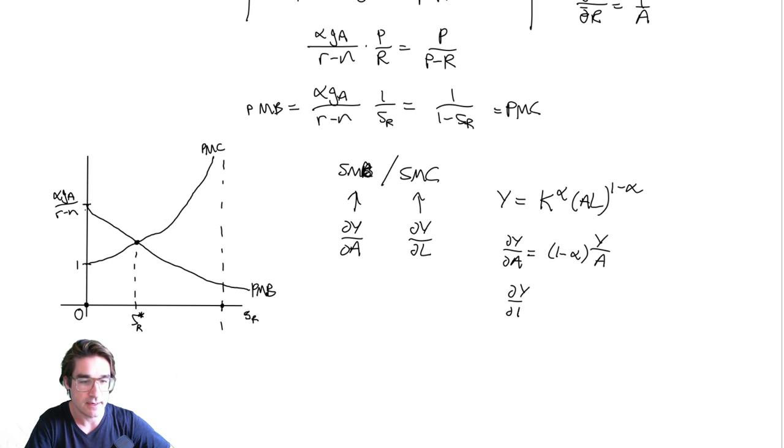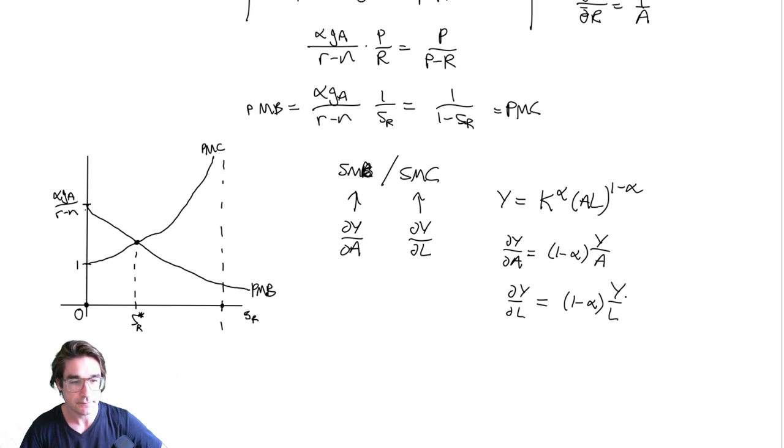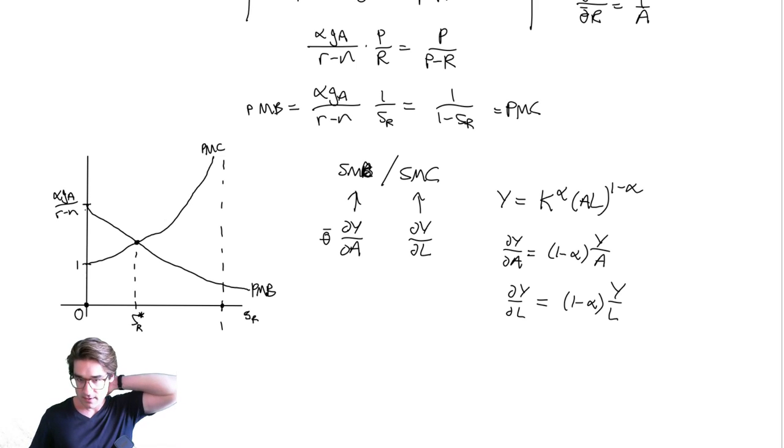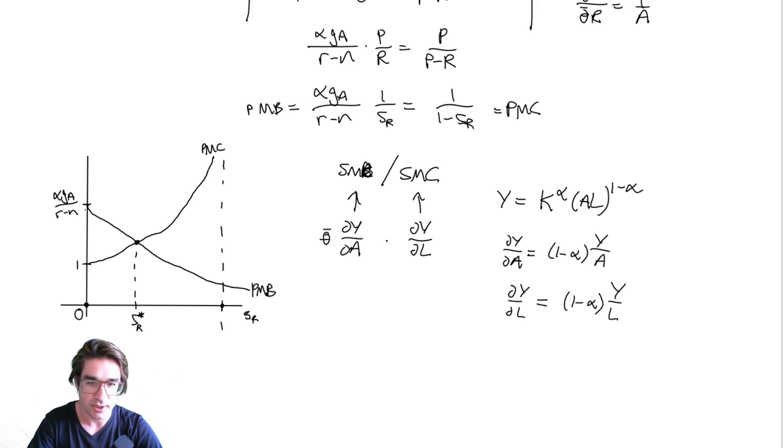And then the same thing for del Y, del L: you get 1 minus alpha Y over L. Same logic. That's good. So now we know, and we can plug that in and go from there. The other thing is this is the benefit of getting additional A. There's one extra thing we need to tag on there, which is theta bar, because we put in some research labor. The probability of getting a success is theta bar, and this is the benefit of getting a success. So the total should be theta bar times this marginal product of technology. And then we're good. So we should have something like this.